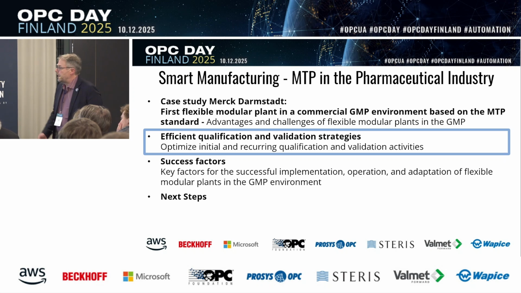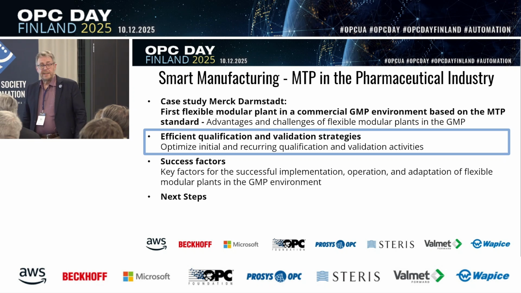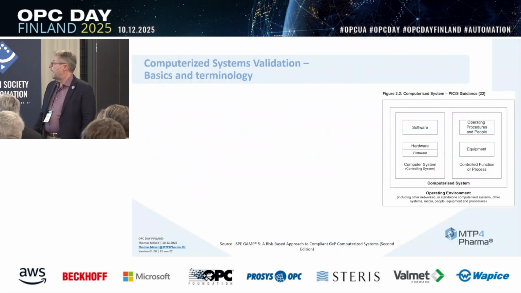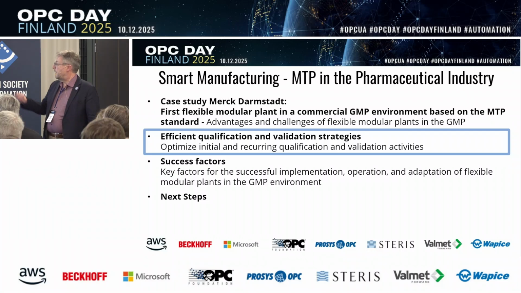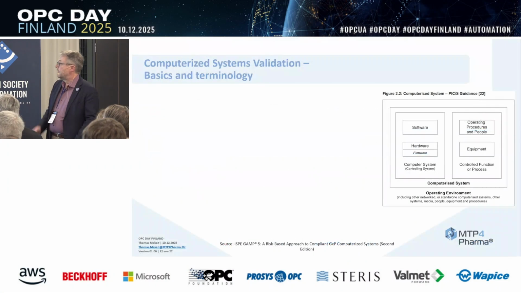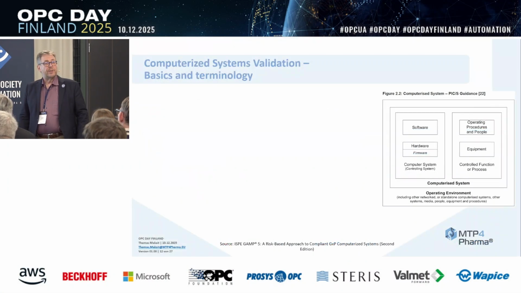Yeah, and how do we arrive at an efficient qualification and validation strategy? So this is a bit of the basics. So who is familiar with this graph?